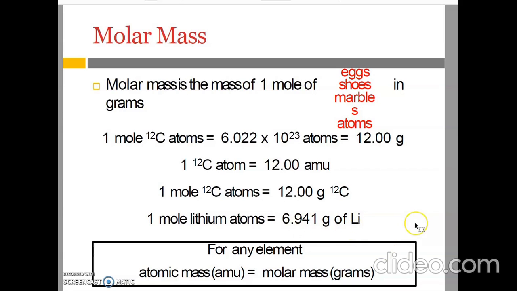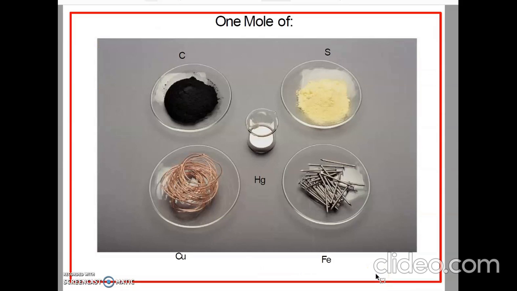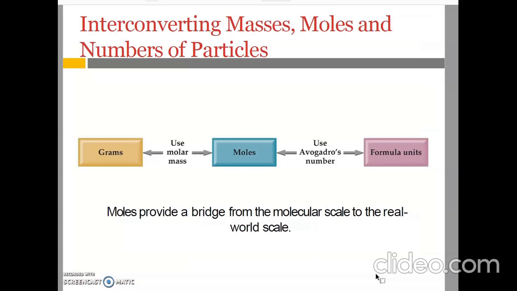So we can say that for any element, atomic mass in AMU is equal to that atom's molar mass in gram. This is 1 mole of carbon, copper, and so on. So, what is important is this part. You should be able to interconvert mass, mole, and number of particles. From mole, by using molar mass, you can get the gram, the mass of the atoms or element, and from mole also you can use Avogadro number to get the formula units. How many entities in each mole, and vice versa.